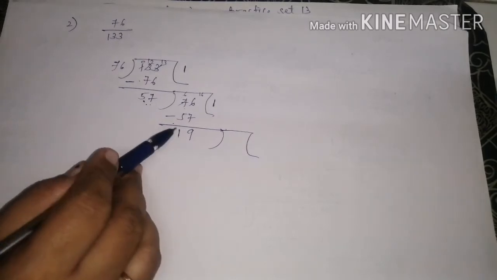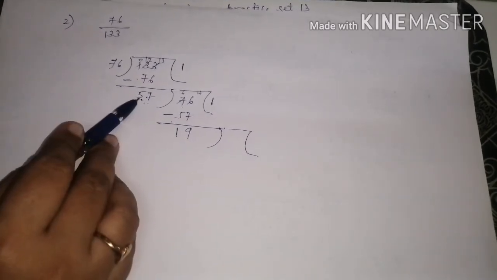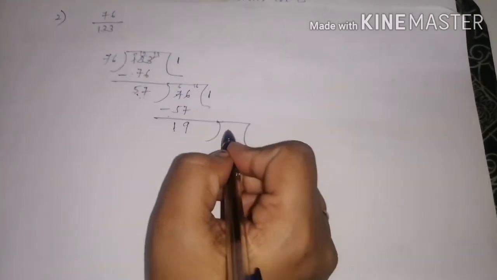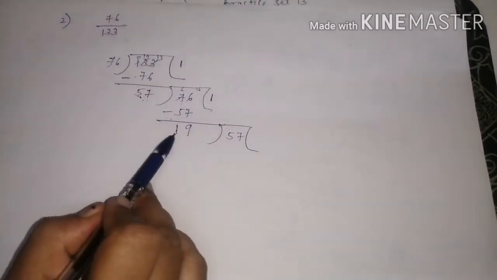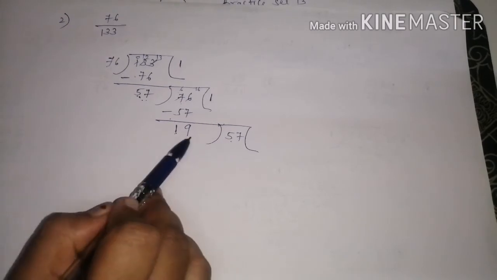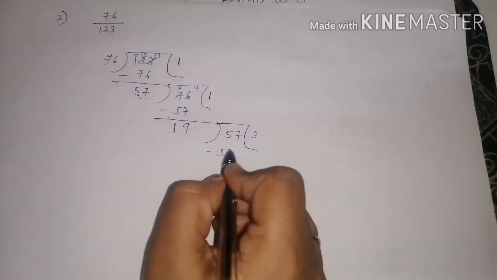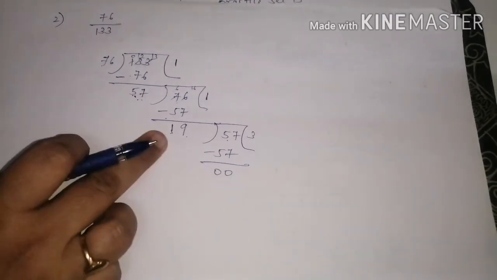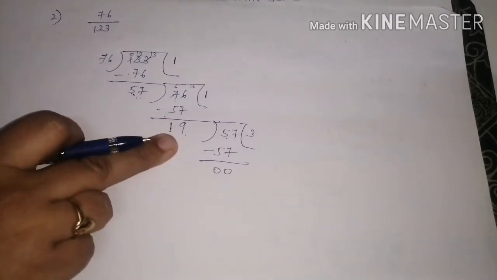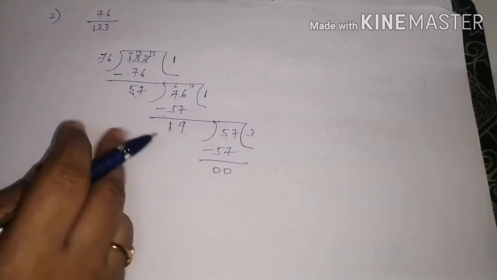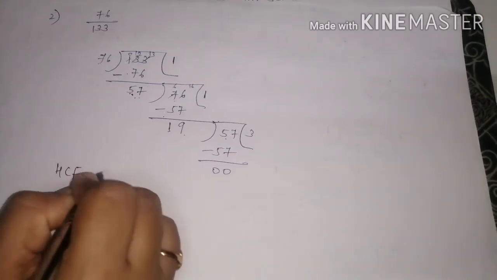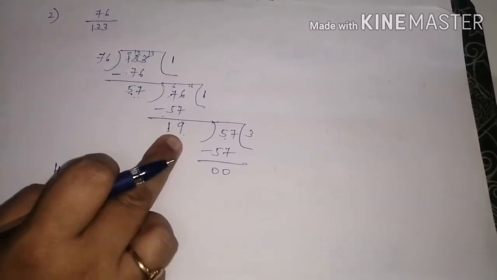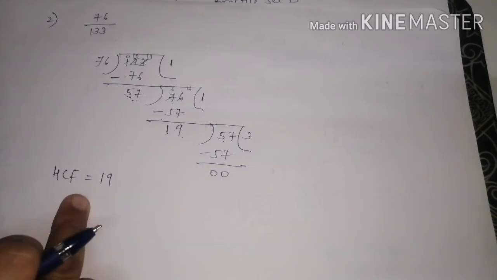Now again you have to take, after 19, this divisor, because greater than 19 will be this divisor. So this you have to take as your dividend now. In the 19 table, 57 comes, if you know the 19 table. 19 threes are 57. So 57 minus 57 is 0. You got 0, so this one is your last divisor. So this will be your HCF. So HCF is 19. If you got remainder 0, then the last divisor will be your HCF.